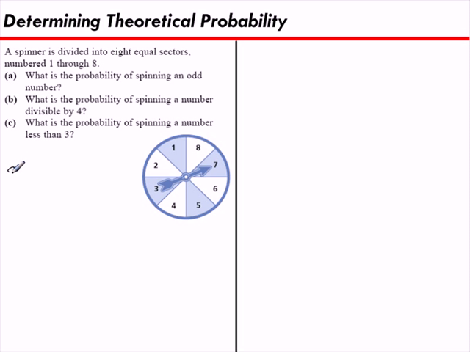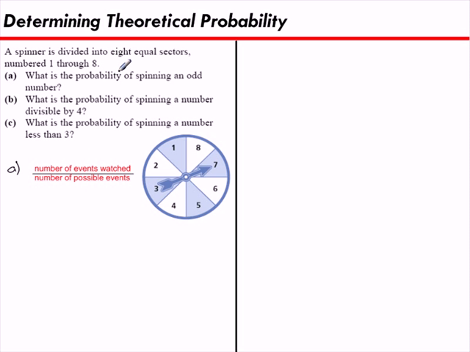Determining theoretical probability is all about building fractions. That's what we're going to do in A, B, and C. And the fractions follow a rule that looks like this. We have the number of events watched divided by the number of possible events. And that's theoretical probability. So the number of events we're looking for divided by the number of possible events that can happen. So let me show you how we use that.